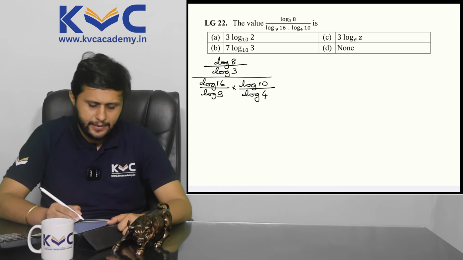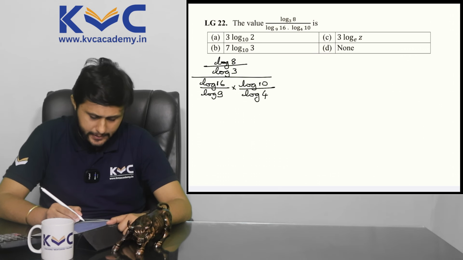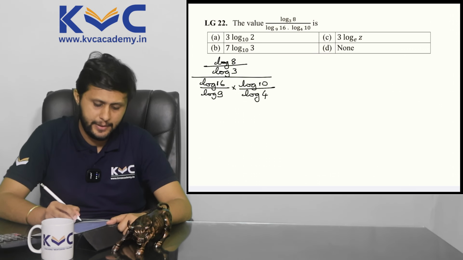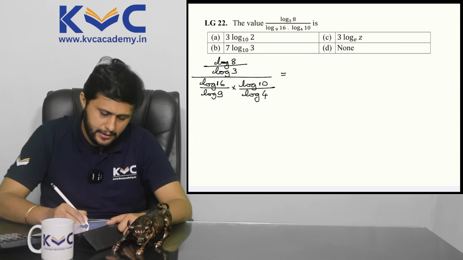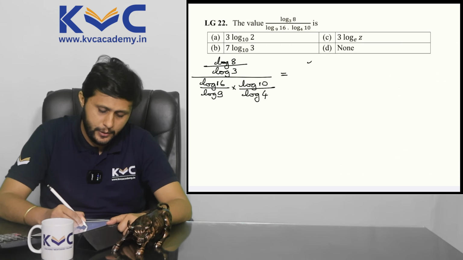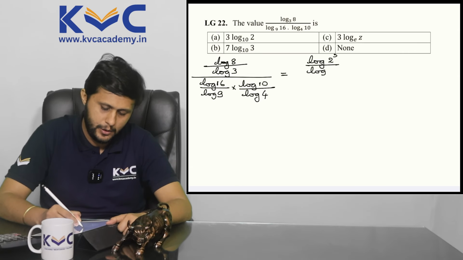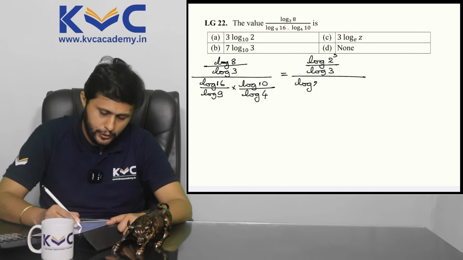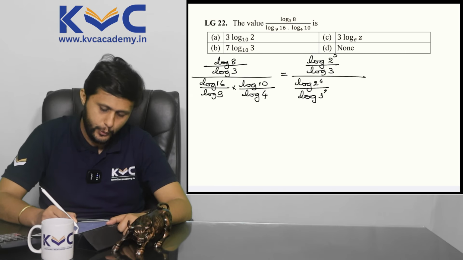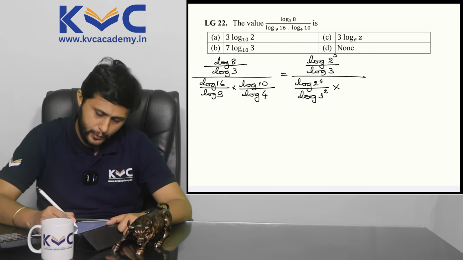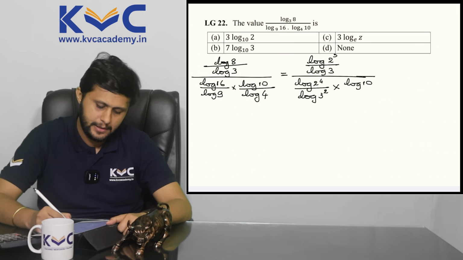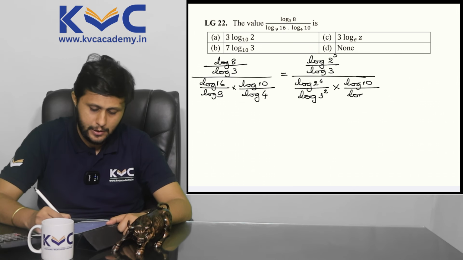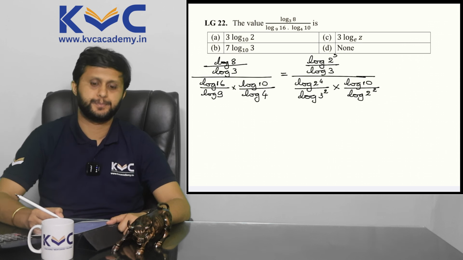Now what I'll do is wherever I have perfect numbers, I will write them in exponential form. So this is equal to log 8. What is log 8 equal to? Log 2 to the power 3 divided by log 3 as it is, all divided by log 16, which is log 2 to the power 4, divided by log 3 to the power 2, correct, into log 10 as it is, divided by log 2, which can be written as log 2 to the power 2.